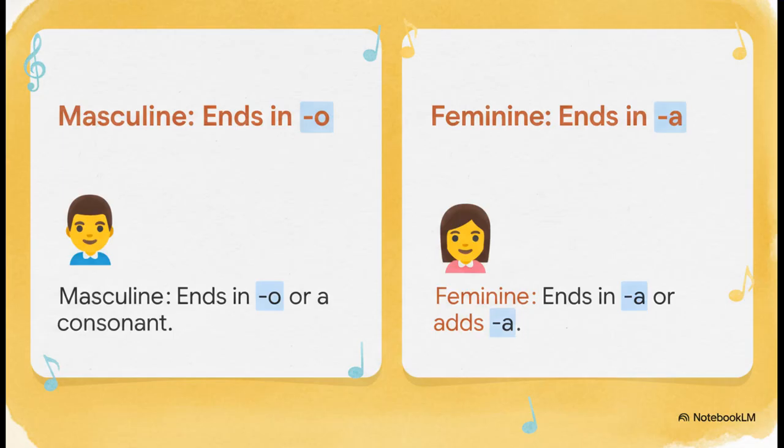Okay, so whenever you use an adjective to describe someone's nationality in Spanish, it has to match the gender and the number of that specific person. And honestly, the formula is super simple. For masculine endings, the adjective usually ends in an O or a consonant. For feminine endings, you just swap that O out for an A, or you add an A directly to that ending consonant. It's all about creating harmony in the sentence.